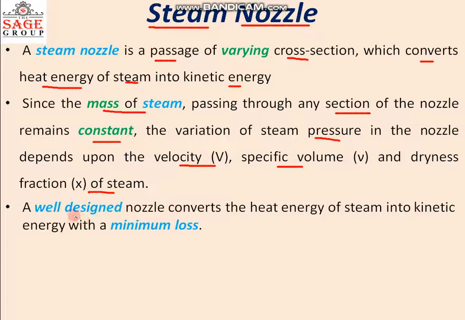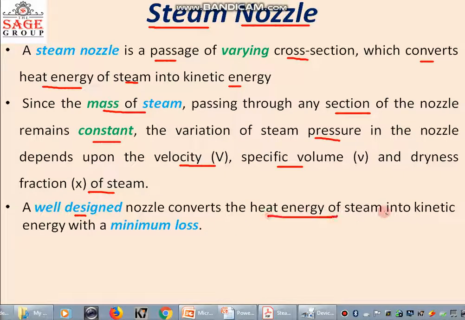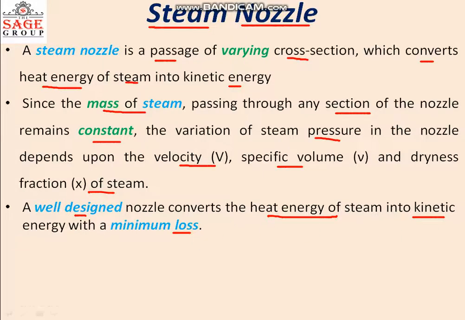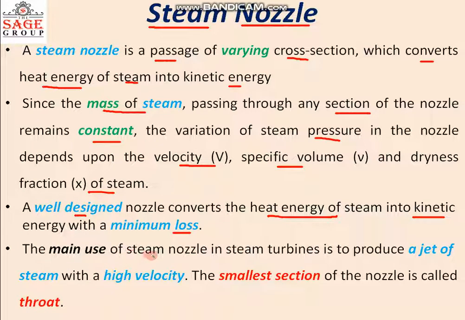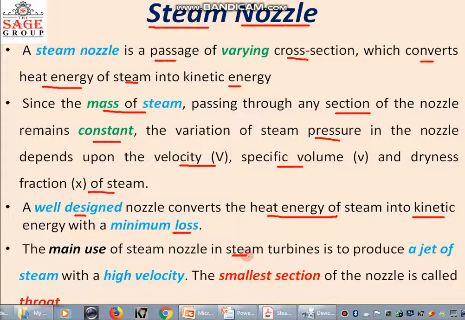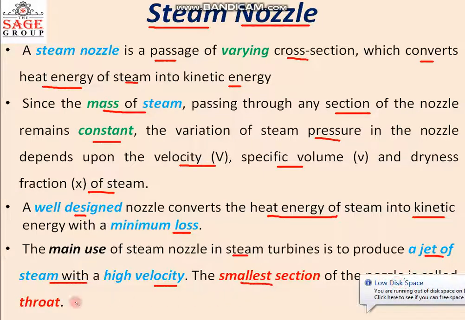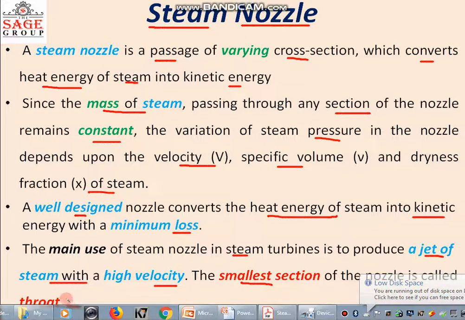A well-designed nozzle converts heat energy of steam into kinetic energy with a minimum amount of losses. The main use of steam nozzle in a steam turbine is to produce a jet of steam with a high velocity. A high velocity steam jet is required in the steam turbine to get the maximum power in the turbine rotor, and the smallest section of the nozzle is called the throat section.